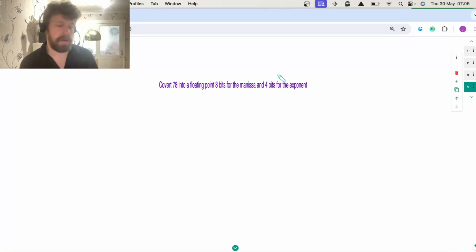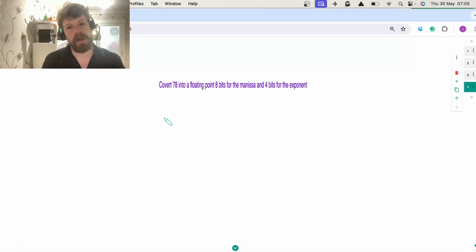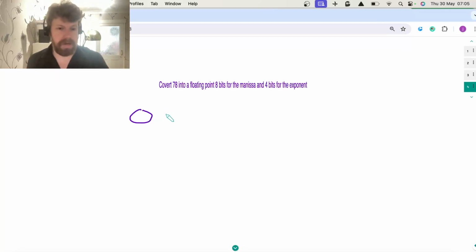Finally, tying this all together: if we have a denary number, for example 78, we have to go through a process of normalization to do it correctly if we want to convert it into a floating point number. And we want 8 bits for the mantissa, 4 bits for the exponent. So first, step 1 is to convert it into an 8-bit number. So we'll just do that.